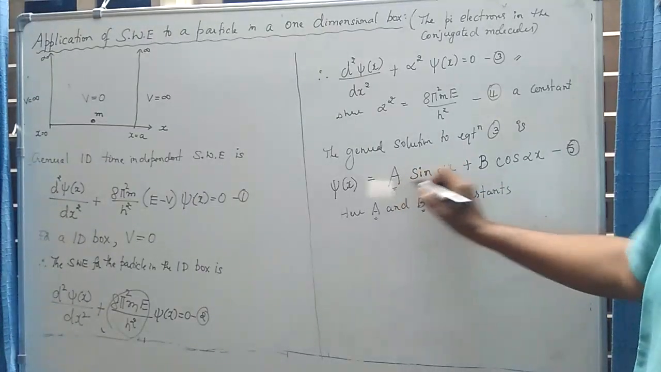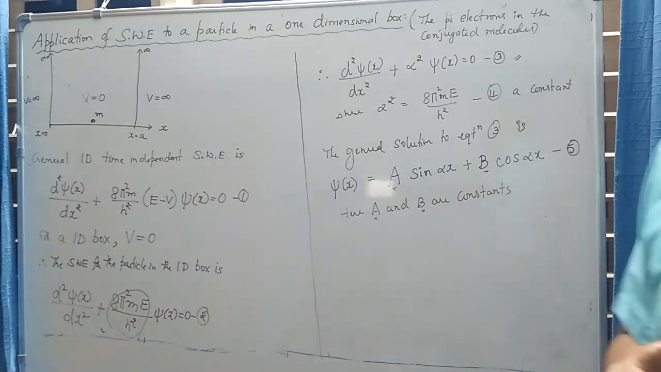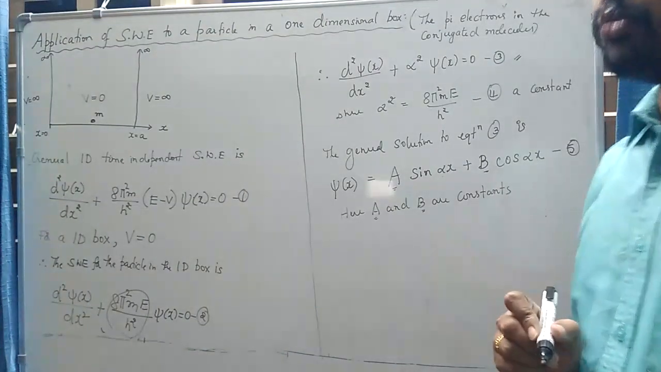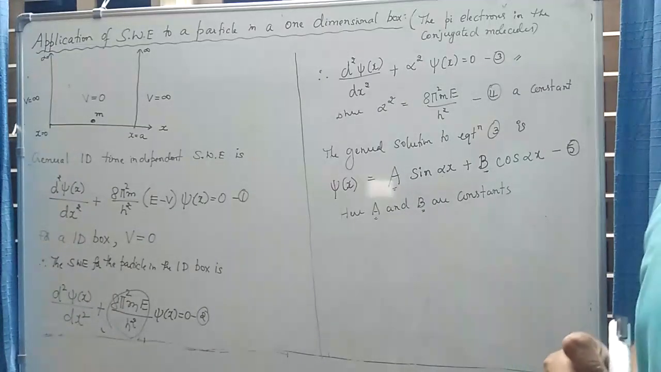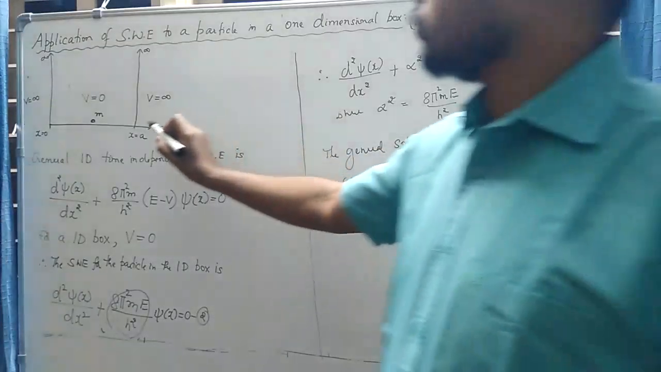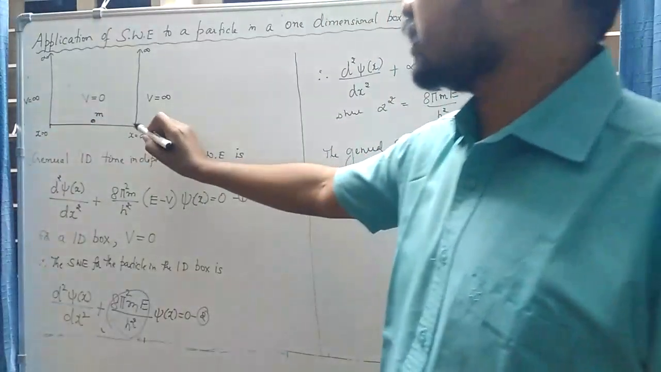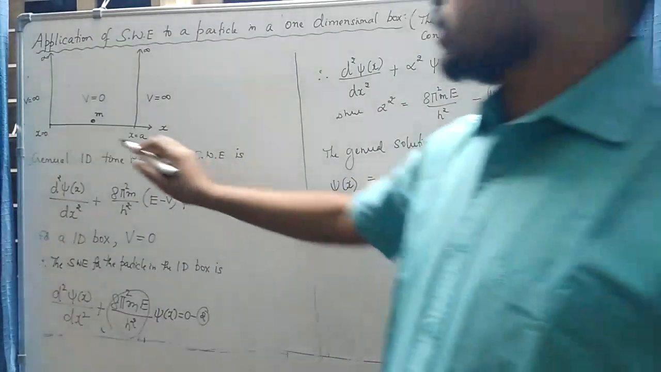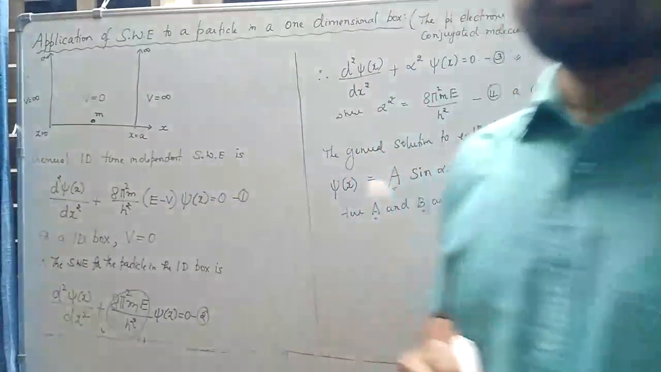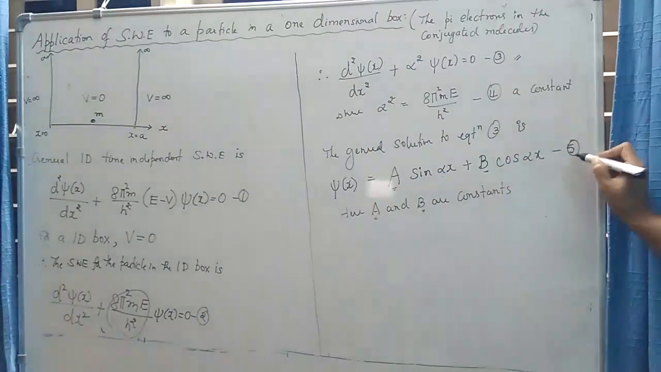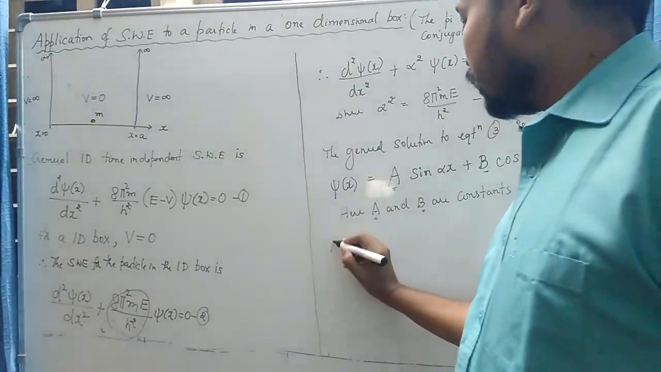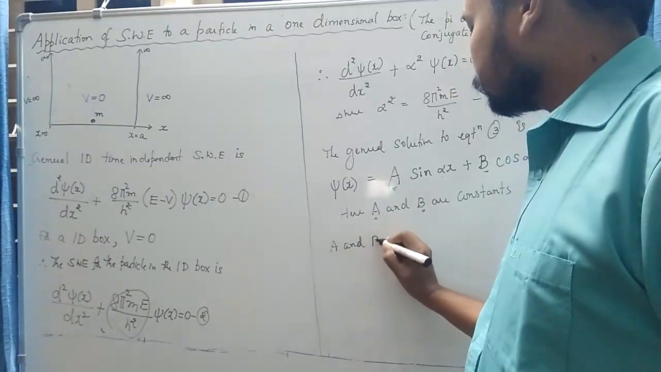Remember, the values of these constants a and b can be obtained by applying a condition called a boundary condition. So what do you mean by a boundary condition? It is nothing but the condition applied at the boundaries. For example, in this particular system, you have two boundaries. One is x is equal to 0, the other is x is equal to a. So what are the conditions at x is equal to 0 and x is equal to a? If I apply those boundary conditions into equation 5, we can find out the values of a and b.